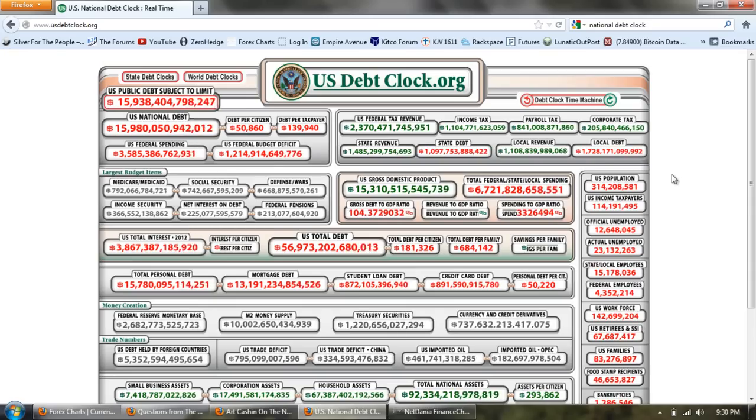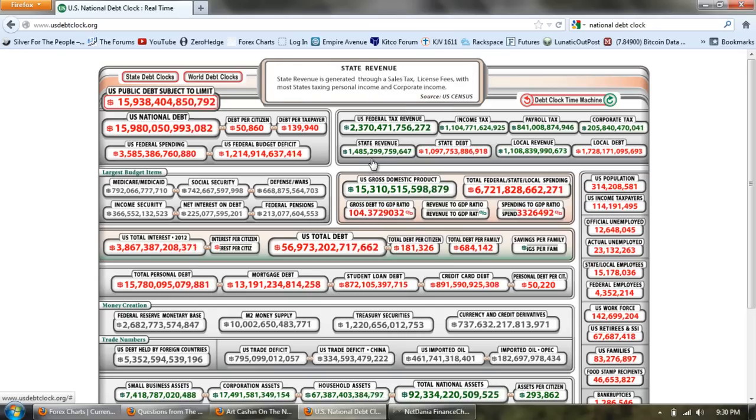And what really stuck out in my mind when I was looking at these was the rate of change for, we're going to look at the U.S. national debt, the U.S. federal spending, the U.S. federal budget, the U.S. federal tax revenues, which are made of income tax, payroll tax, and corporate tax. So this figure here in the green is all these three added together.